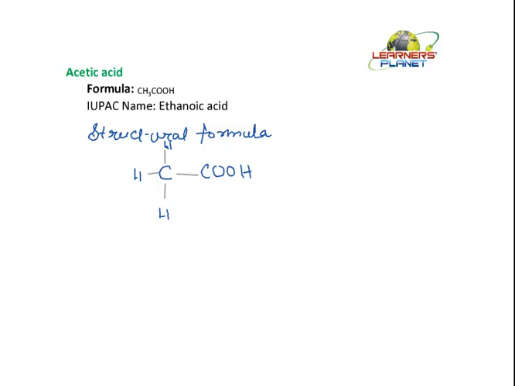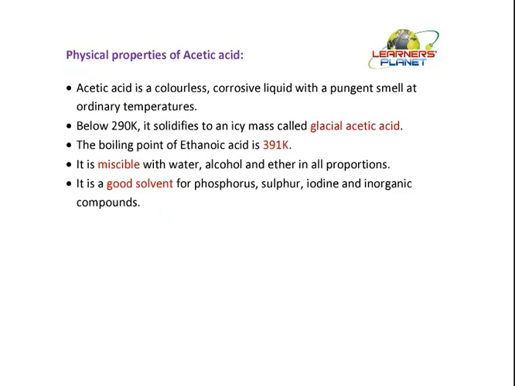The word acetic is derived from the Greek word acetum, like the word formic is derived from the Greek word formica, meaning ant. In diluted form it is used as vinegar. Now let's take up the physical properties of acetic acid. Acetic acid or ethanoic acid is a colorless, corrosive liquid with a pungent smell at ordinary temperatures.